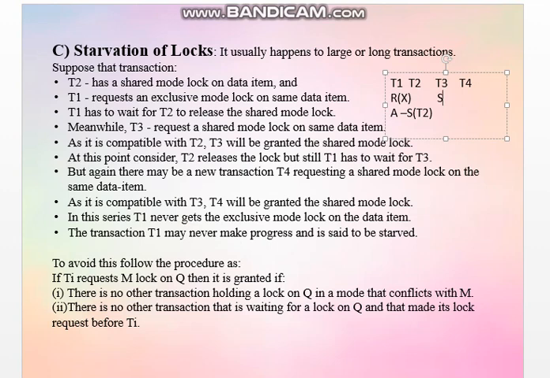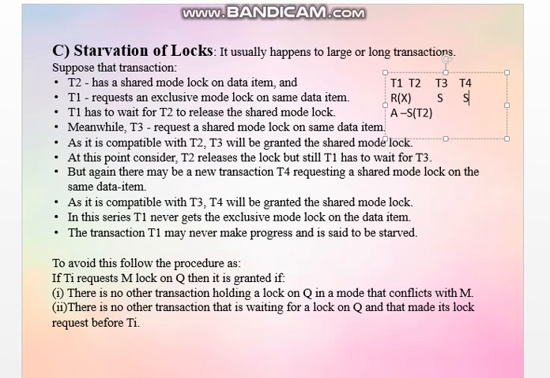Now T3 releases the lock, so now the current lock on data item A is held by the transaction T3, and again it is a shared lock. And again, there may be a new transaction T4 requesting a shared lock mode on the same data item. After releasing T2, now the data item is with T3. At the same time, T4 transaction comes and says that I want the data item A for reading purposes.